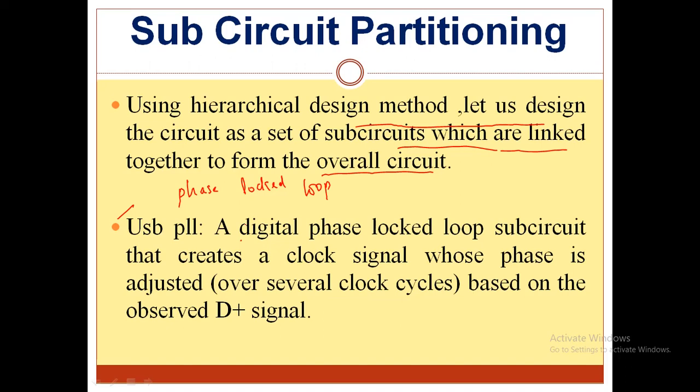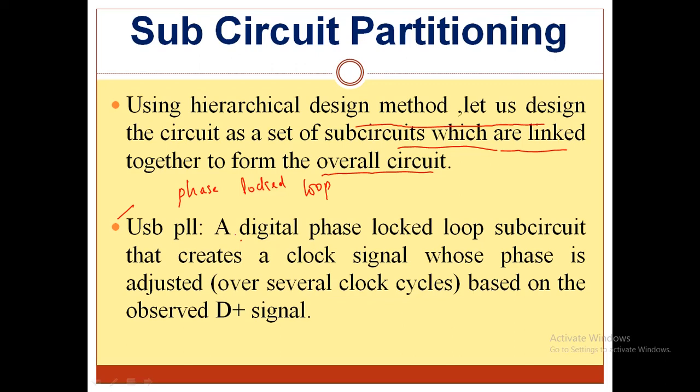I think all of you have some idea from our homes: with a TV receiver or TV remote you can scan channels, and these kinds of operations are performed in our daily life. Here, the phase locked loop is a digital phase locked loop sub-circuit that creates a clock signal whose phase is adjusted based on the observed D plus signal. Its main purpose is to produce a clock signal at the receiver side, and that clock signal is adjusted based on the observed D plus signal.